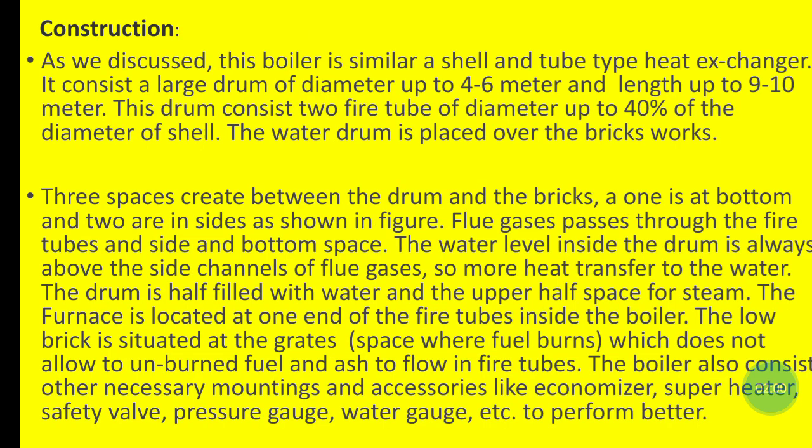Now we will discuss the construction of the Lancashire boiler. As we discussed, this boiler is similar to a shell and tube type heat exchanger. It consists of a large drum of diameter up to 4 to 6 meter and length up to 9-10 meter. This drum consists of two fire tubes, as I told you before, of diameter up to 40% of the diameter of the shell. The water drum is placed over the brick works. Three spaces are created between the drum and the bricks. One is at the bottom and two are at the sides as shown in the figure.